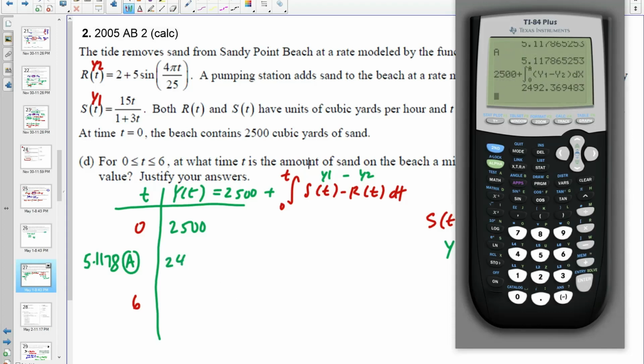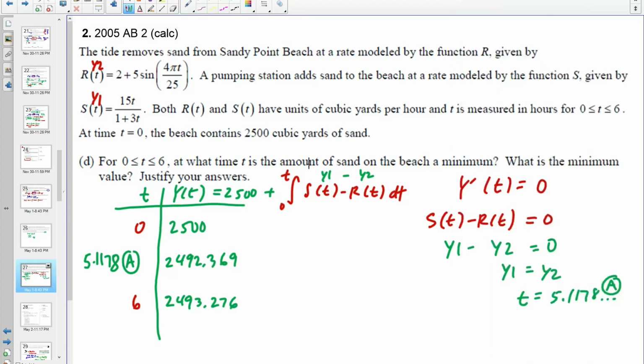and I get the value 2492.369. Remember you need to go 3 decimal places. I'll do the same thing. I can actually go up here, hit this integral, I think, and instead of A now though, I want 6 at this number. So I'll go back, hit 6 right there, hit enter, and this last number here for the last row, I'll have 2493.277. Okay, so all I need to do is choose the smallest y value. So the minimum amount of sand between times 0 and 6 is this number right here.